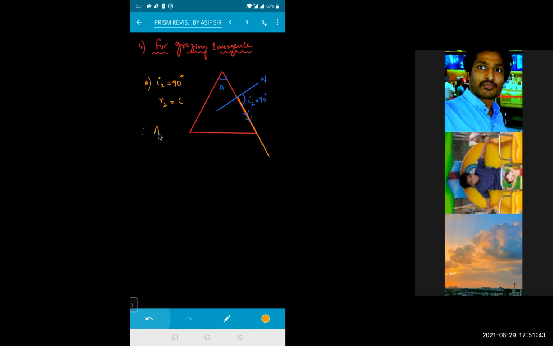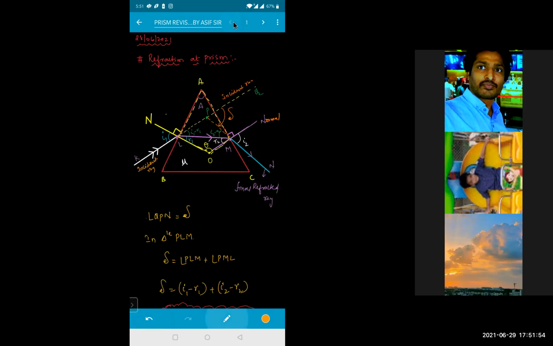So A will be equal to R1 plus R2, because for this surface R2 is your incidence. You see here, the first diagram: R2 is your incidence for this surface and I2 is your emergence. If I2 is 90 degrees, then R2 must be equal to the critical angle. Because if a ray of light is going from a denser medium and the angle of refraction becomes 90 degrees, then only the critical angle concept comes.